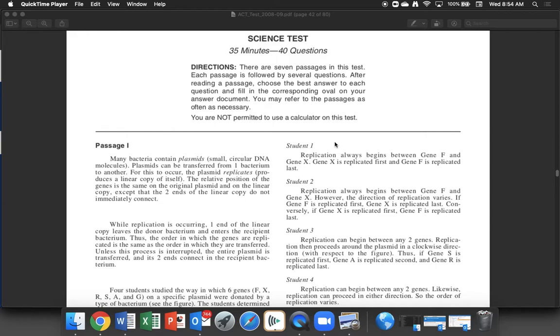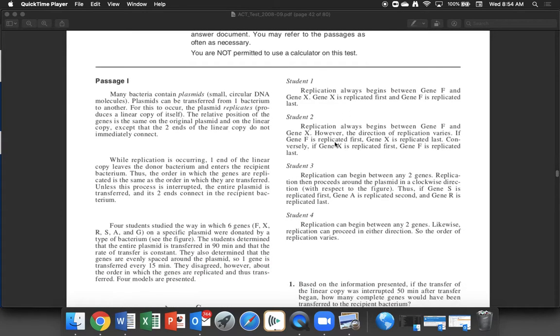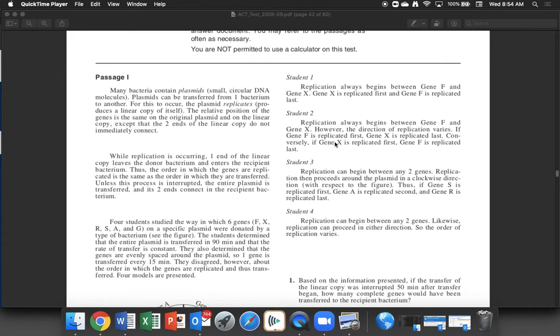There are 3 different types of passages on the ACT Science. They are unmarked, but understanding what they are will help you to tackle them. One is conflicting viewpoints. That's this first passage here. In conflicting viewpoints, you have different students or different scientists who agree or disagree on various reasons for why things are happening.